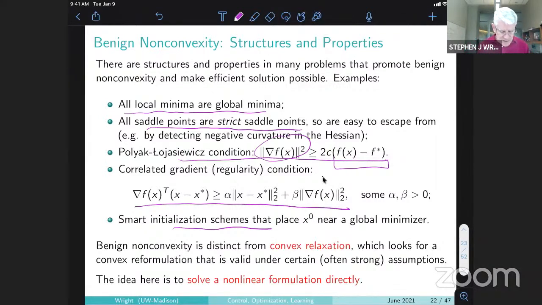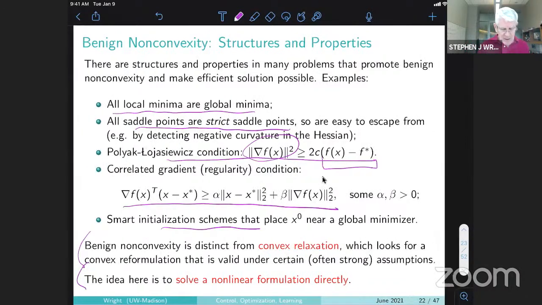So I just want to stress here, I'm not talking about convex relaxations. I'm not talking about taking non-convex problems and embedding them in a convex problem and then solving the convex problem. What I'm talking about is just taking the non-convex problem as it's written, not doing anything special to it, maybe doing something clever to find an initial point, but after that, just running a standard non-convex algorithm on it.